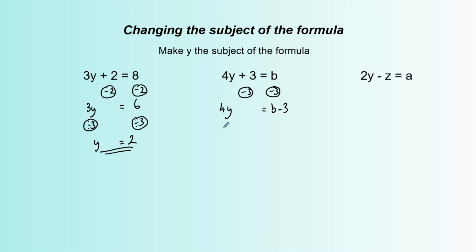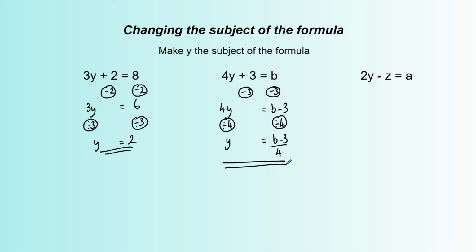Now, we've not got y on its own yet, but we're getting there. We've got 4y, so if we've got 4y and we just want y, we're going to divide by 4 on both sides. So we divide by 4, and we get y on the left hand side equals b minus 3 divided by 4. And again, we're just going to write that down, b minus 3 divided by 4. And that's our final formula with the subject changed to y.